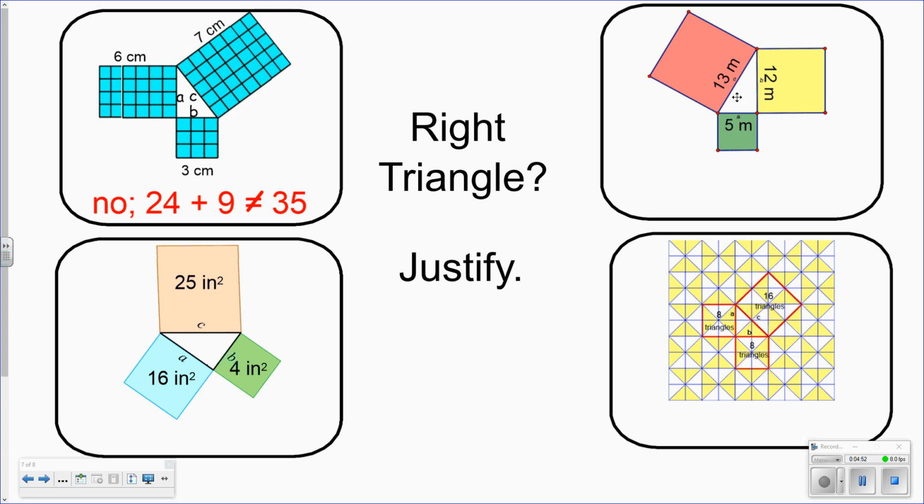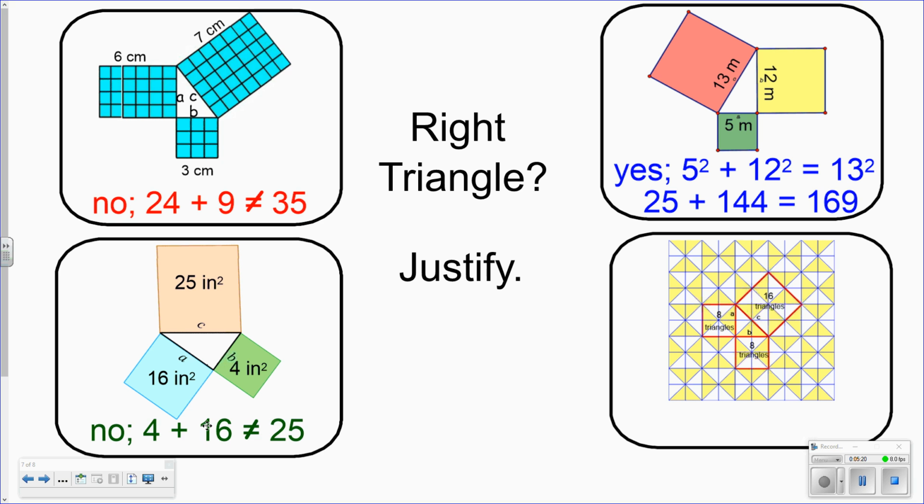All right, let's go over here. We got 13 on one side, 12 on one side, and 5 on one side. So remember, a and b doesn't matter. So 5 squared plus 12 squared equals 13 squared? Yes, it does. This is a right triangle. Over here they just gave us, again, the area, so I don't actually have to square it. I just see that the big one is 5, and we got 4, and we got 2. So no, 4 plus 16 does not equal 25.